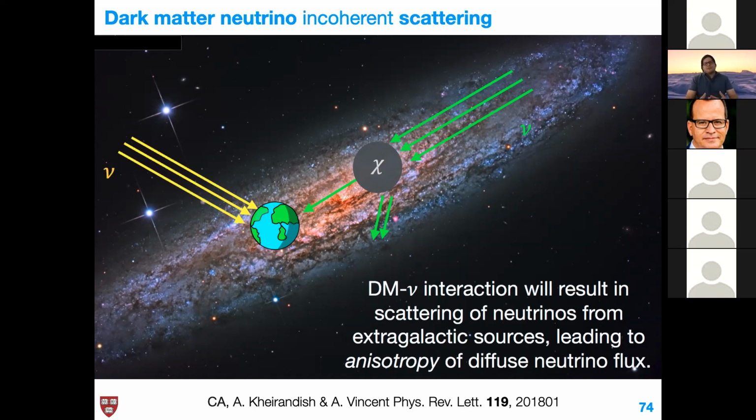If a neutrino, shown here in green, goes to the galactic center, it will hit a large dark matter density. Whereas if it goes orthogonal to the galaxy, you will see less of a dark matter density. And that means that a dark matter neutrino interaction introduces an anisotropy in the neutrino sky.